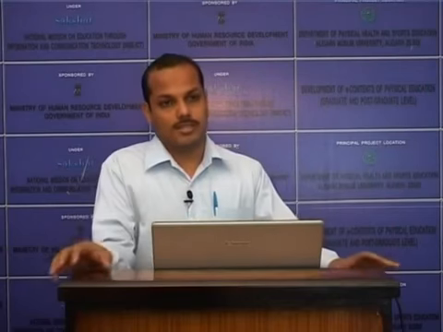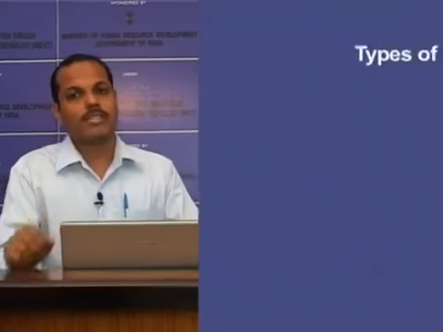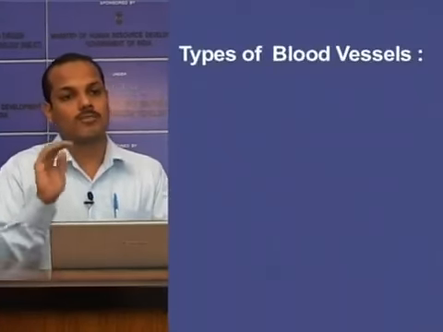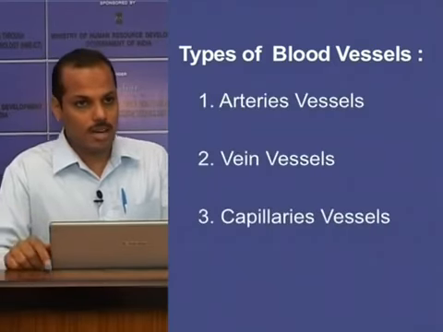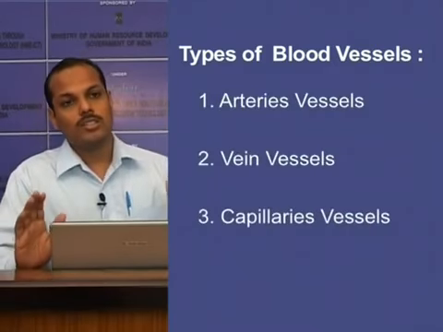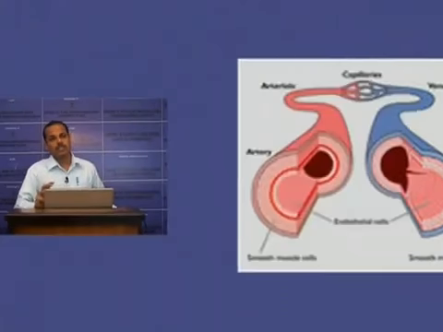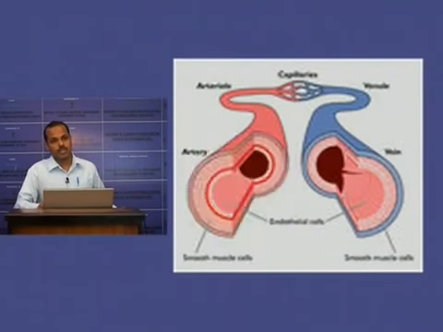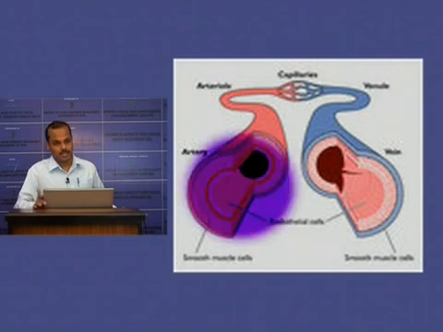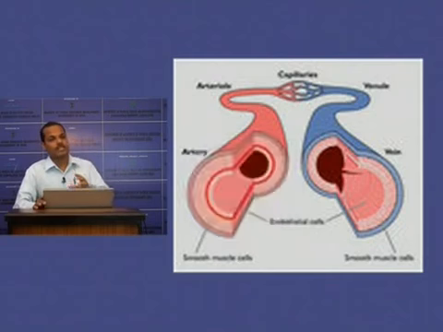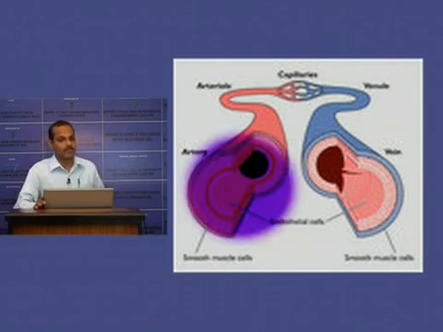Now, blood vessels. There are three types of blood vessels. These are arteries, veins and capillaries. Arteries are the vessels which carry blood away from the heart. They have thick walls and thick muscles, and they are elastic. So, arteries are the vessels which carry blood away from the heart.